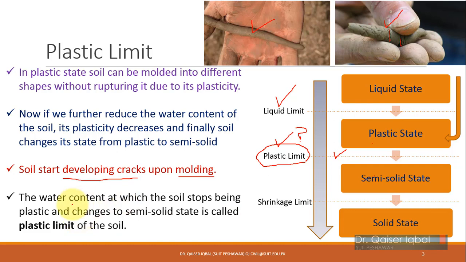So the moisture content at this point will be the plastic limit for this soil, which means that this is the limitation of its plastic state. After you reduce the moisture content of this particular soil further, its plastic behavior will be no more and the soil will be in semi-solid state, because obviously in that case, if you are molding it, it will start developing cracks. Something which is plastic should be able to be molded and should not develop any crack. So its plastic behavior ends at this point, that's why we call it the plastic limit. So this is the limit of the plastic condition.